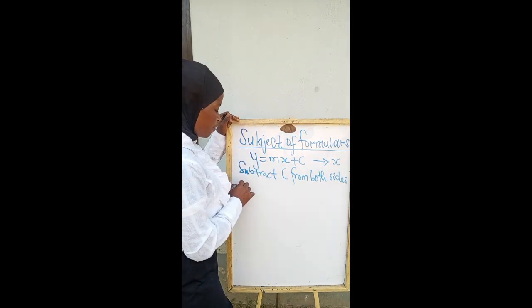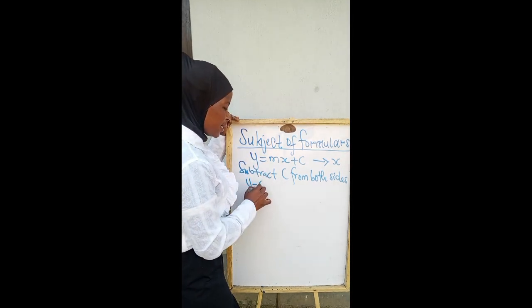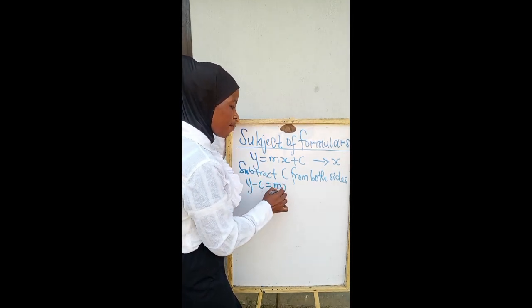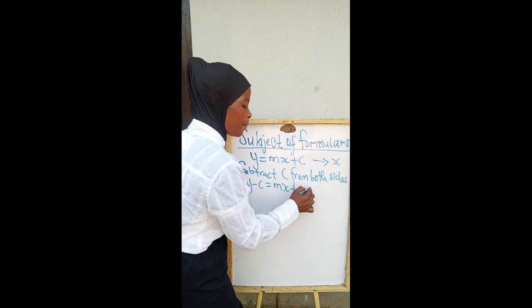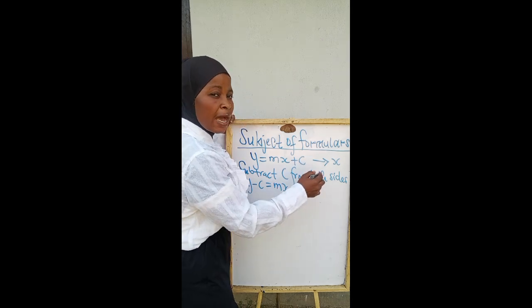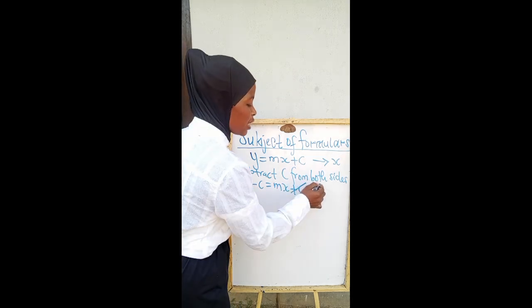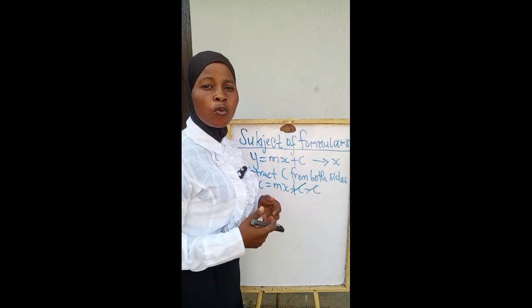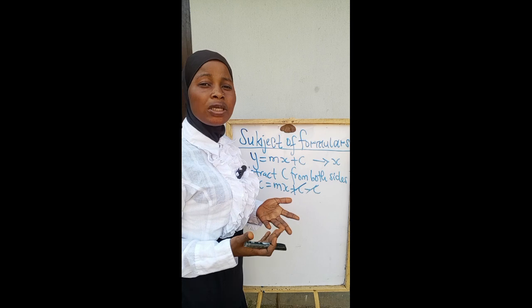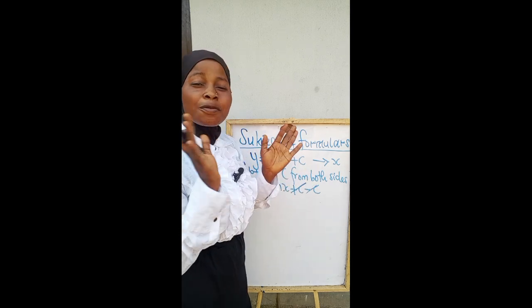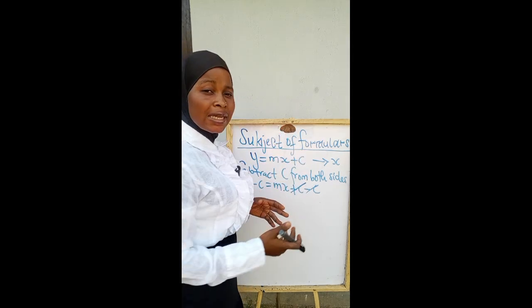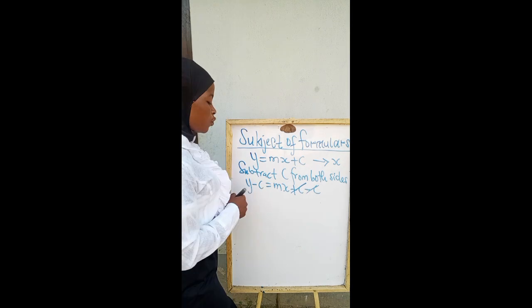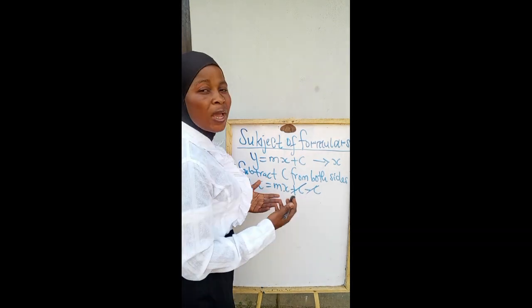So therefore you have y minus C is equals to mx plus C minus C. Now plus C and minus C will cancel each other. It's like saying I have 1 naira with me and I'm owing someone 1 naira. If I pay the 1 naira that I'm owing that person, how much will I have with me? It means I have nothing. So therefore, the C that you have here will cancel. You are left with y minus C is equals to mx.